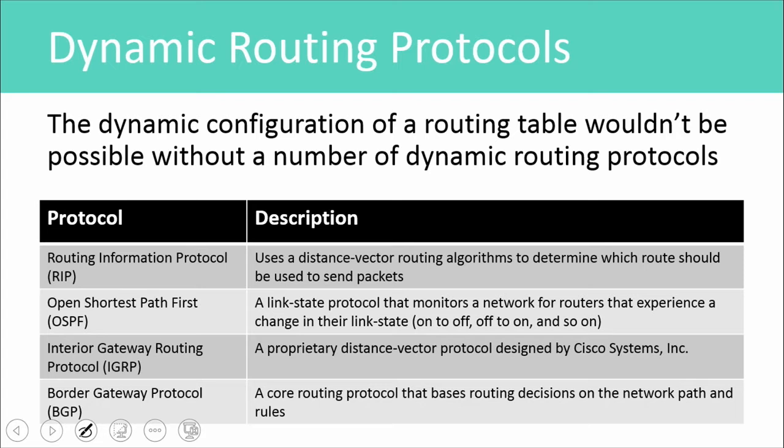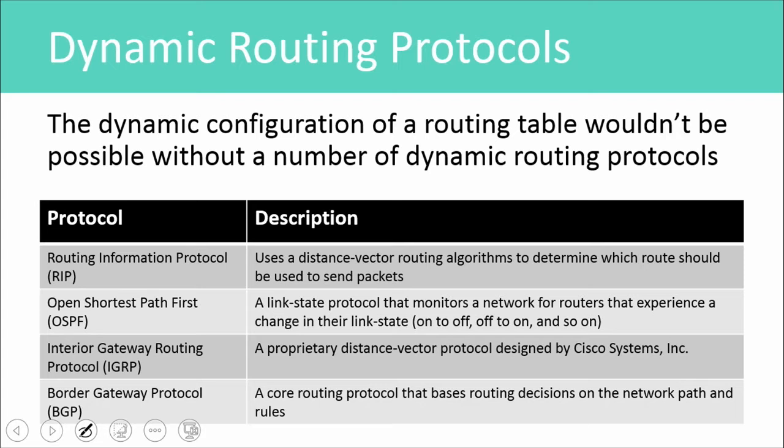The dynamic configuration of a routing table isn't possible without protocols. And protocols, of course, are our favorite things because they make sure that the internet functions. There are a few different protocols that you need to be aware of for dynamic routing. You've got RIP, Routing Information Protocol, OSPF, which is Open Shortest Path First. It's a protocol that monitors a network for routers.